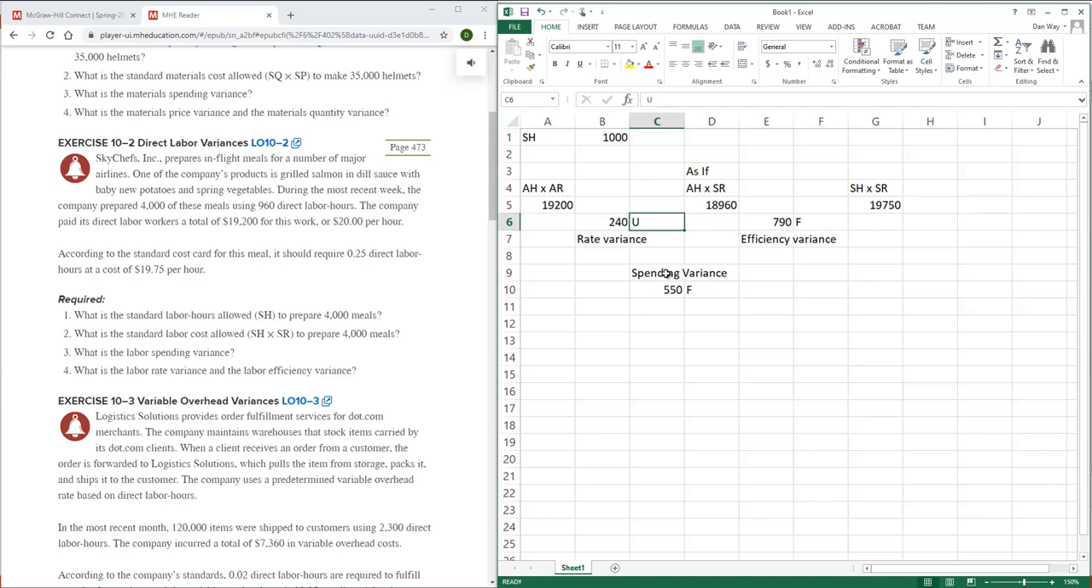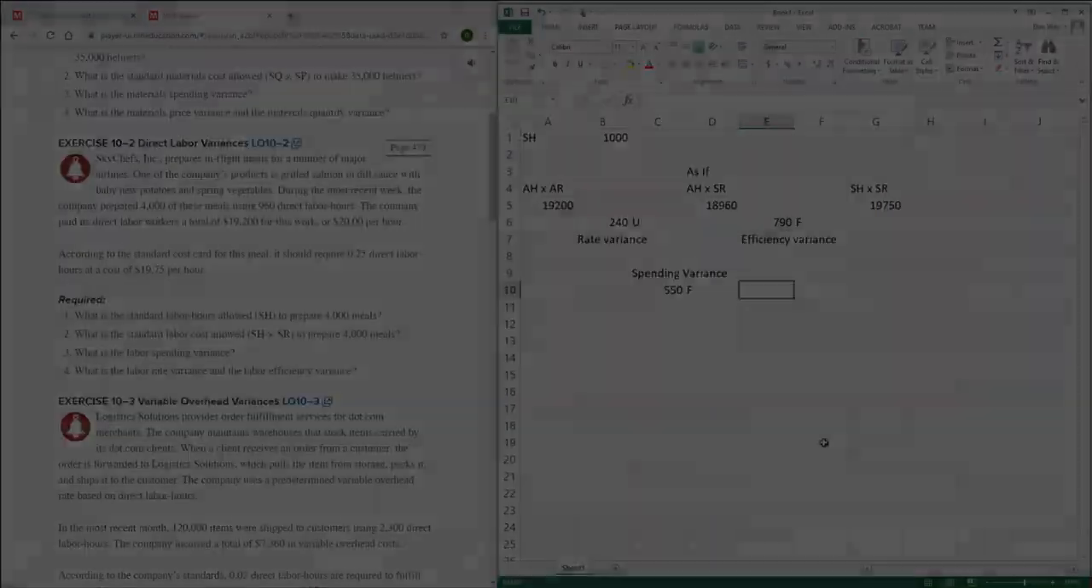Again, that spending variance is going to be the combination of our two lower level variances. So the $790 favorable efficiency variance minus, if you will, the $240 unfavorable rate variance would also equal this $550 favorable spending variance. And that's it for exercise 10.2.